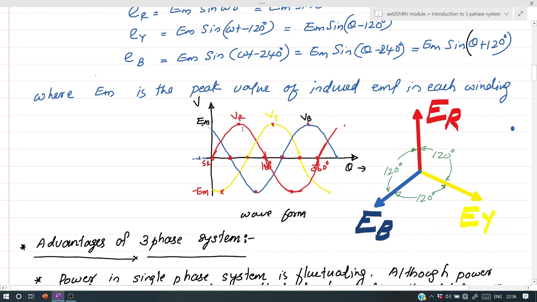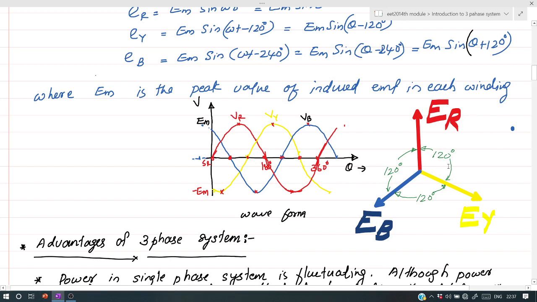So here we can see that the order in which voltage in three phases attains the maximum positive value is in the order R, Y and B. This order is known as phase order or phase sequence. That is, the order in which voltages in three phases attain maximum positive value is termed as phase sequence. In this waveform, the phase sequence is RYB.